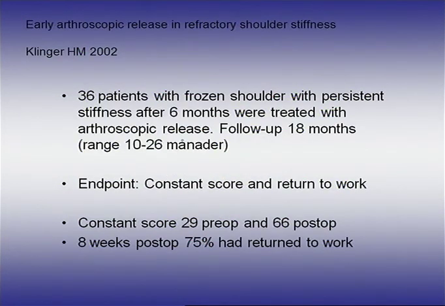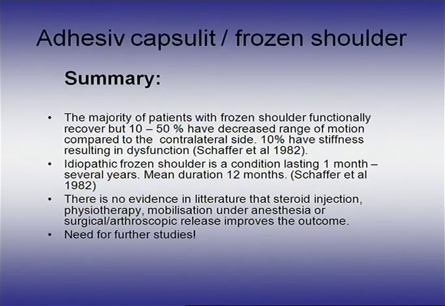And we have another study by Klinger and co-workers, where 36 patients with frozen shoulder with persistent stiffness after 6 months were treated with arthroscopic release. The follow-up was 18 months, and they found marked improvement in constant score from 29 to 66, and after 8 weeks, 75% had returned to work. But still, we don't know what would have happened if we had given the patient no treatment.